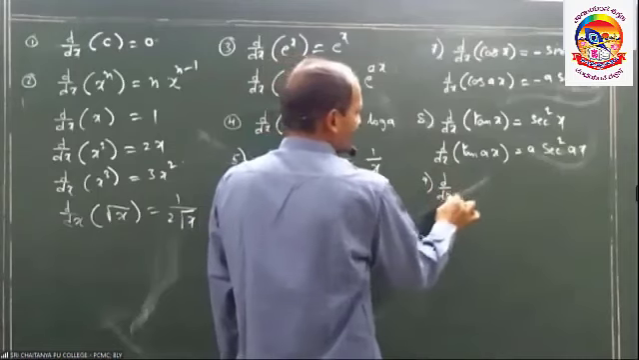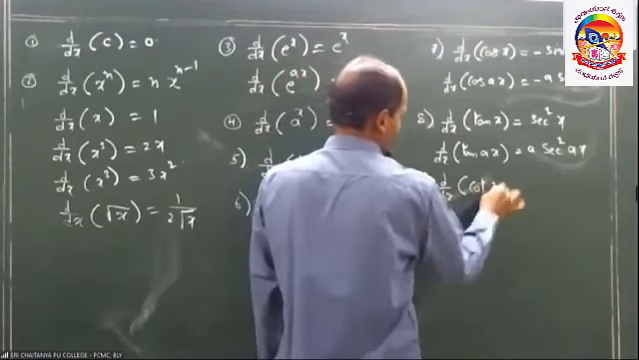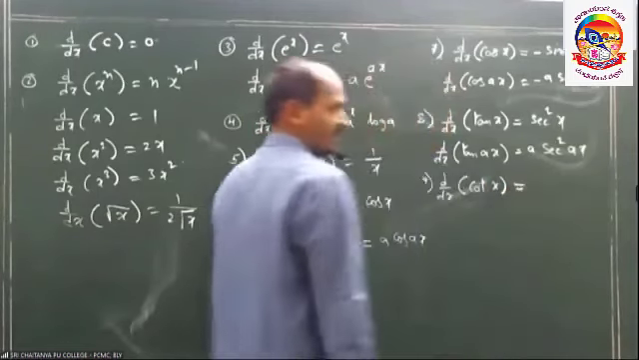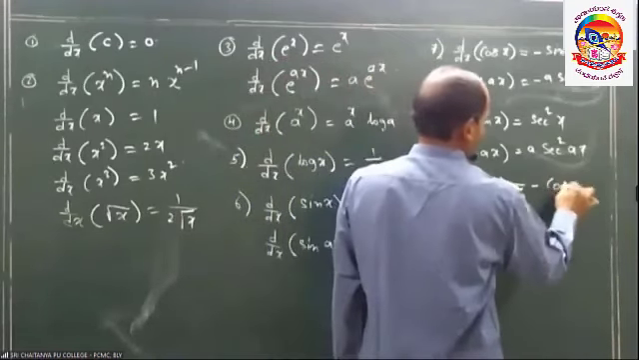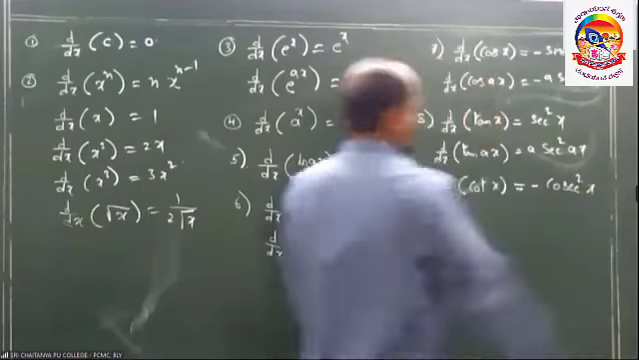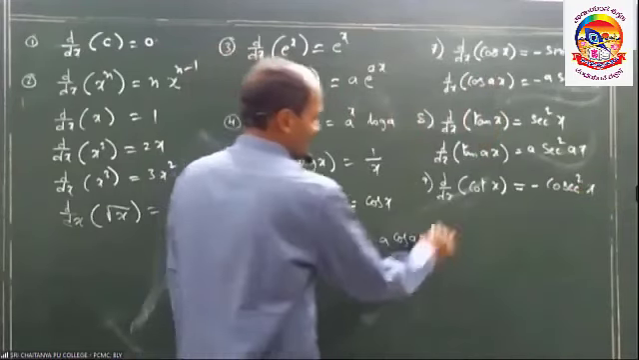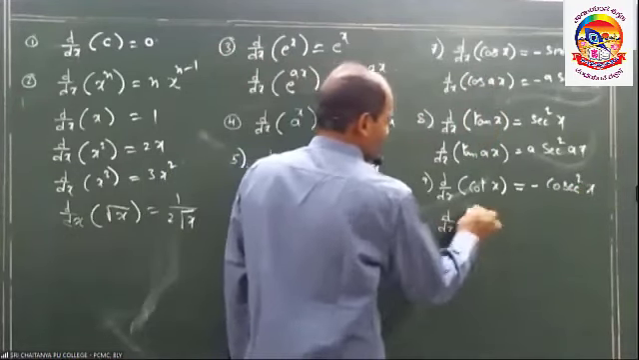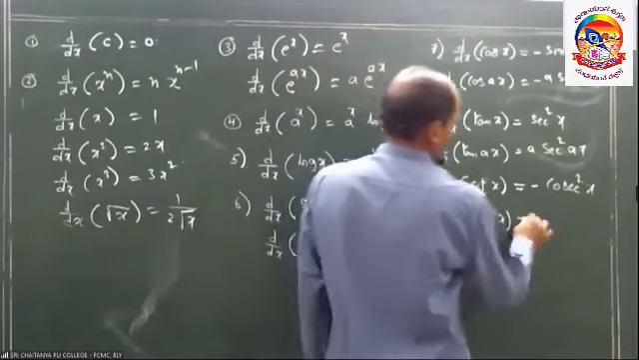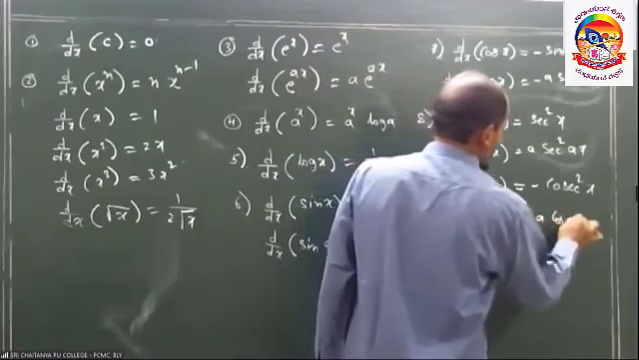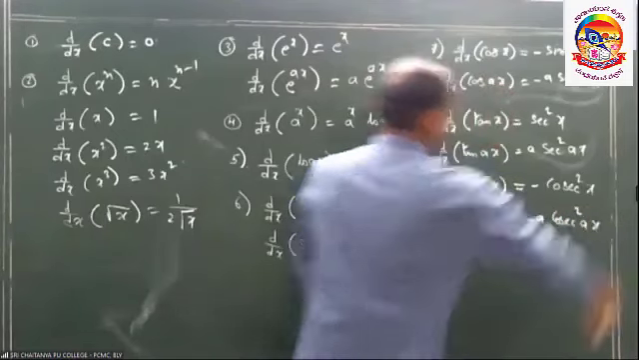Derivative of cot x is equal to minus cosecant square x. Similarly, derivative of cot ax is minus a cosecant square ax.